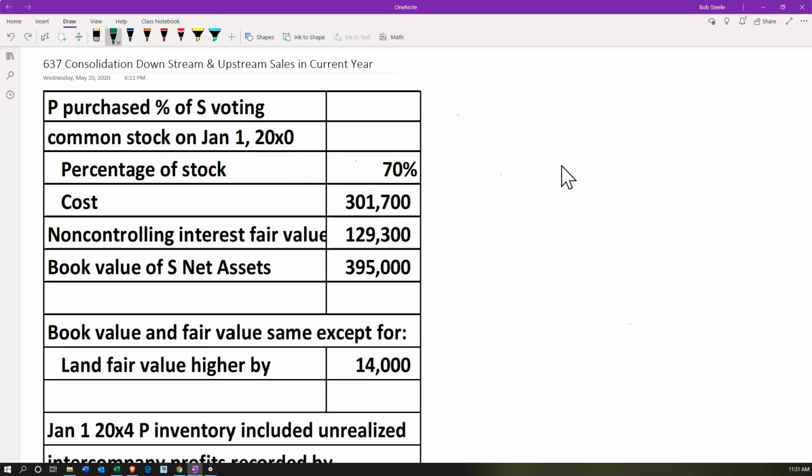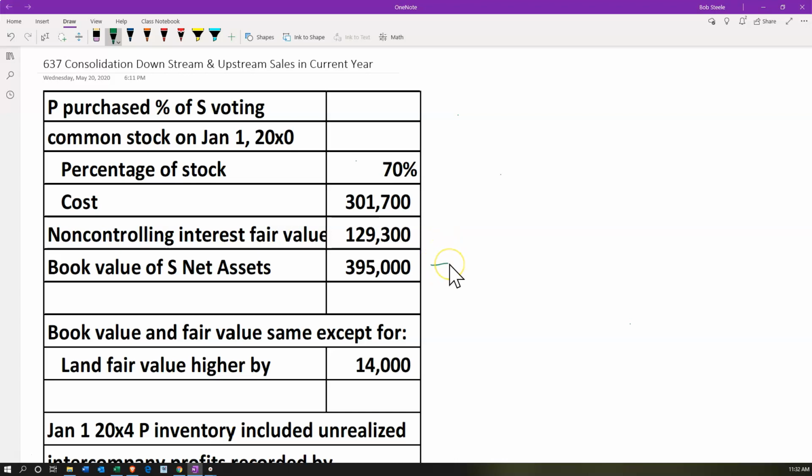Then the percentage of stock that P purchased was 70%. Therefore, there's a controlling interest that's over the 51. We will have a consolidation, but we'll have to deal with that non-controlling interest as well. The cost was $301,700. That's how much P paid for the 70% interest in S. The non-controlling interest fair value, we're going to say it's $129,300. So that's going to be the fair value at the point in time of purchase of the non-controlling interest.